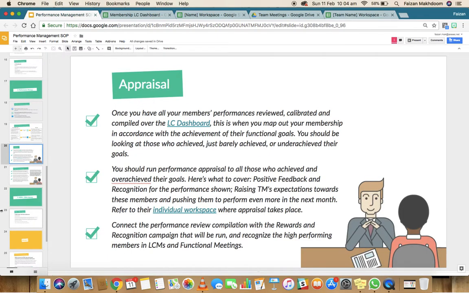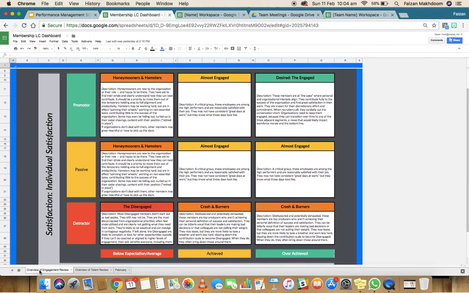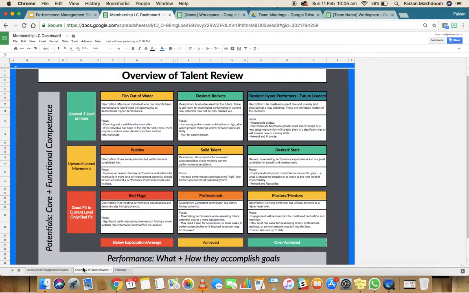Once all the members' performances have been reviewed, calibrated, and compiled over the LC dashboard, this is when the membership is mapped out according to the achievement of their functional goals. The LC dashboard measures every member's engagement and satisfaction level towards the LC, and an overview of their core and functional competence and their ability to perform or hit their goals.